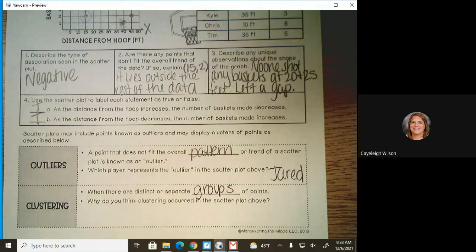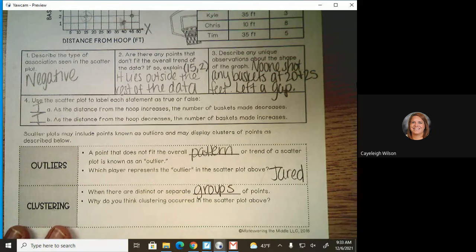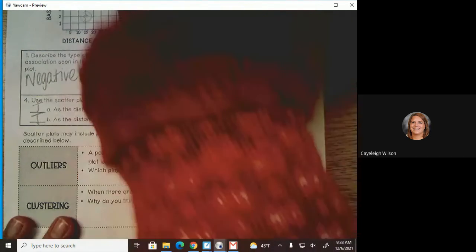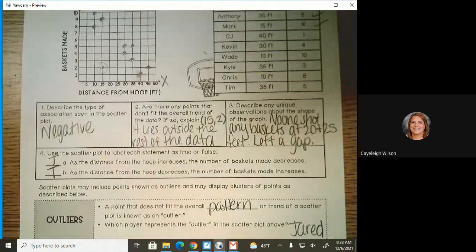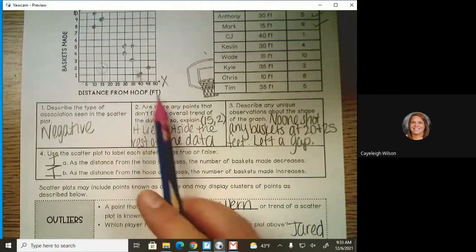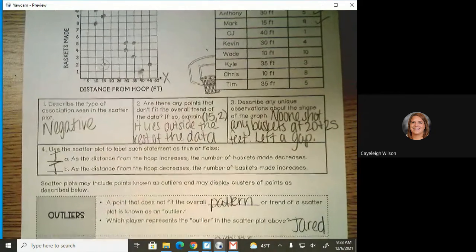Because of the distance. Yes. Okay. All right, so I think personally that the data clustered together because if you're only 15 feet from the basket, aren't you going to make a lot more shots than being 30 feet away from the basket?